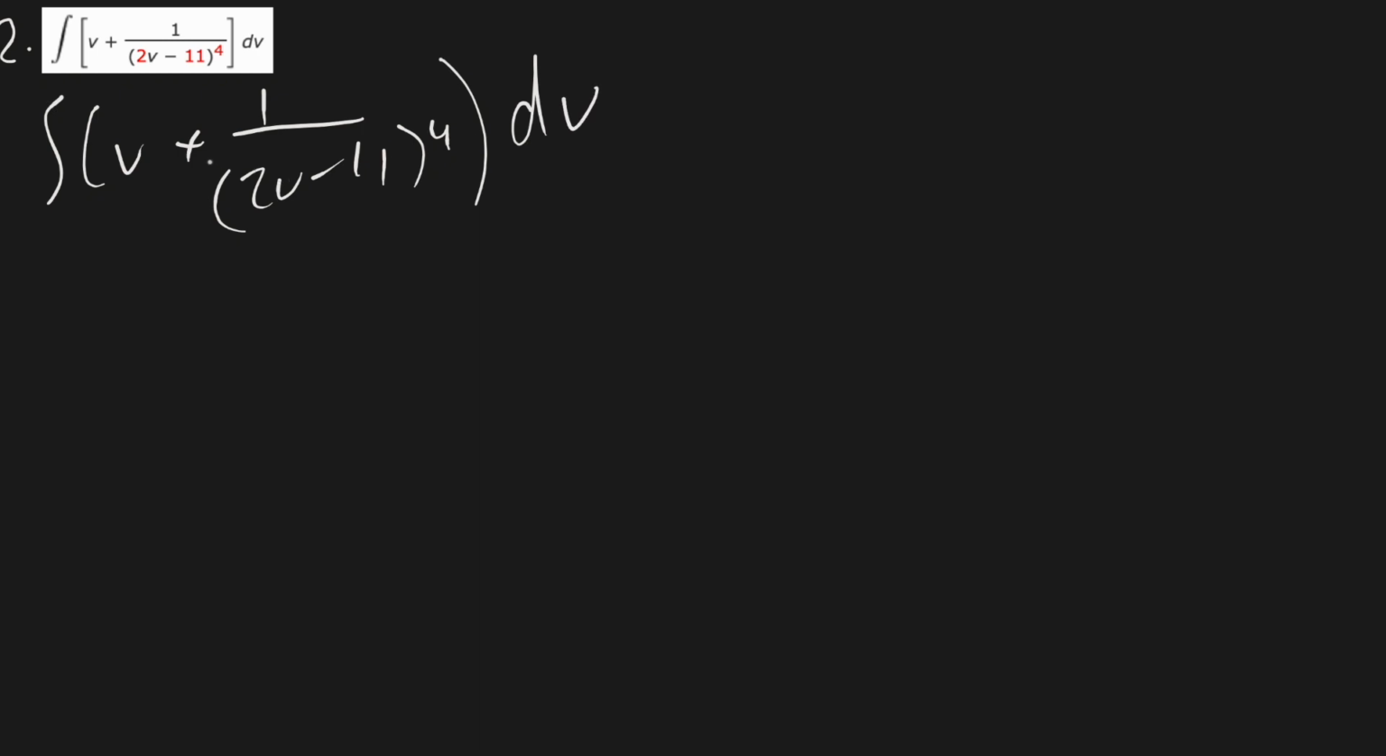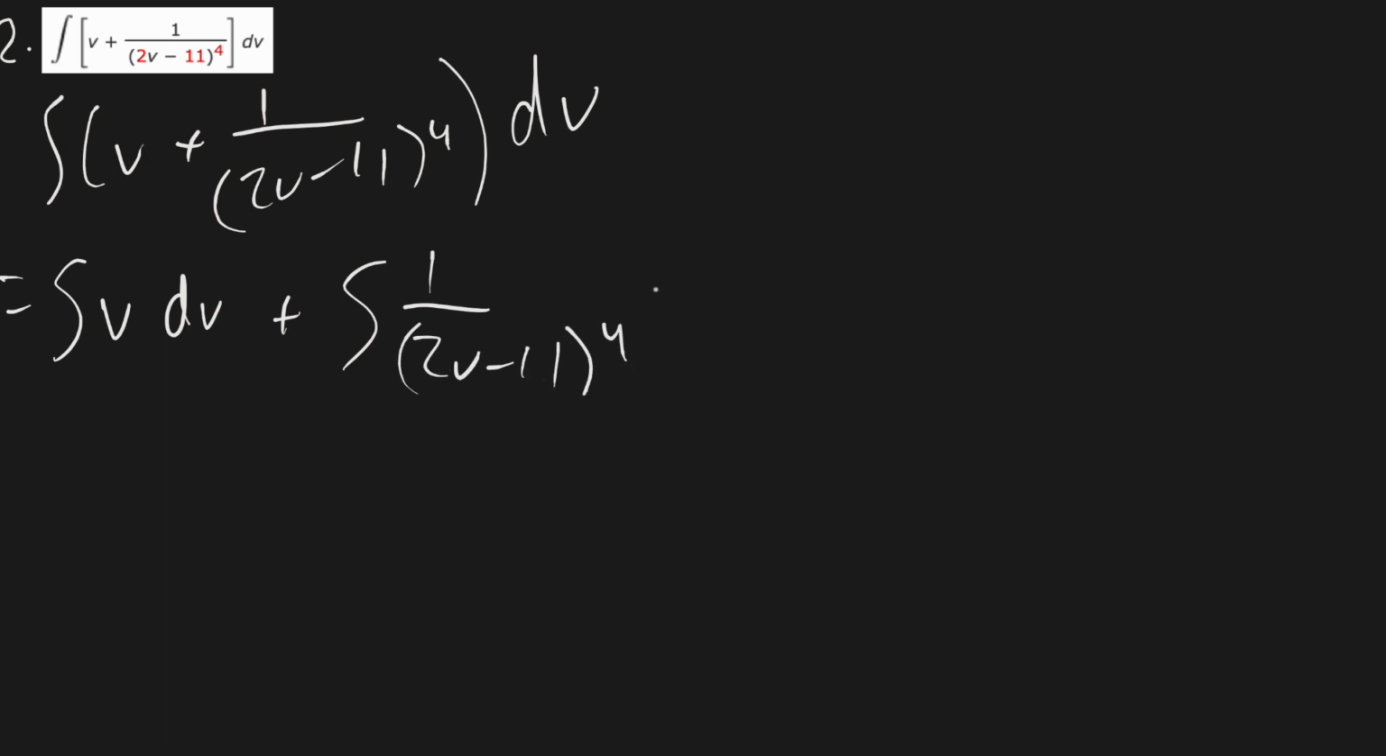Next question. As I said before, I like to rewrite the problem. We've got the integral of v plus 1 over 2v minus 11 to the 4th dv. When you have a sum within an integral, like something plus something else, you can separate it into 2 different integrals. So this is equal to the integral of v dv plus the integral of 1 over 2v minus 11 to the 4th dv.